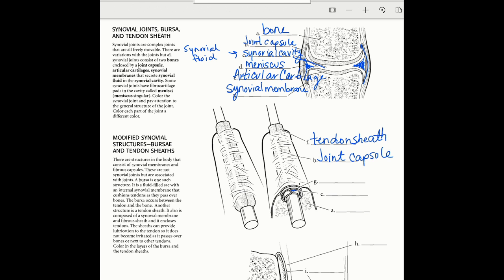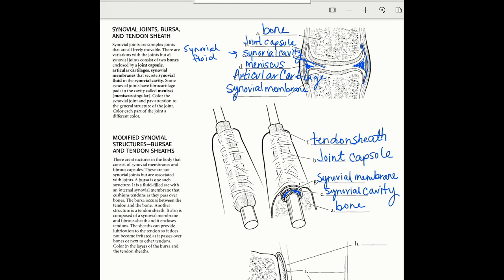You can see here that C is going to be our cavity. And so that cavity is going to fill with synovial fluid. Because it's able to fill, that means there needs to be a membrane there, and that's going to be our synovial membrane. And lastly, A is the bone.